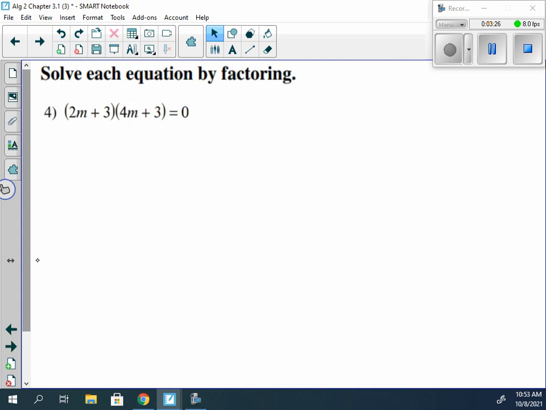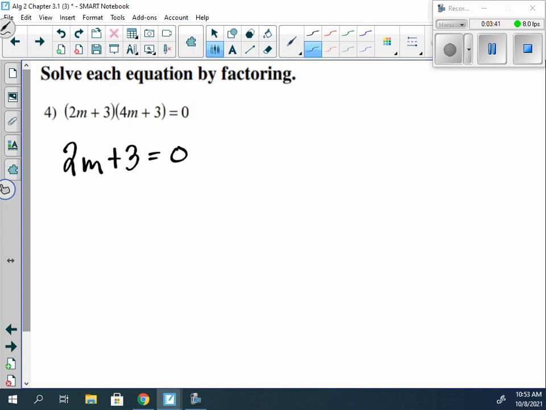2m plus 3 times 4m plus 3 equals 0. Well, according to the zero product property, one of these must be 0. So we're saying that either 2m plus 3 is 0 or 4m plus 3 is equal to 0. One of these would be 0 because of the zero product property. Anytime we have two or more things multiplied together to equal 0, one of them must be 0.